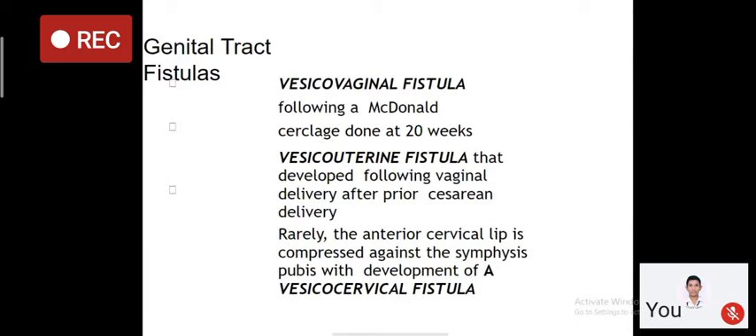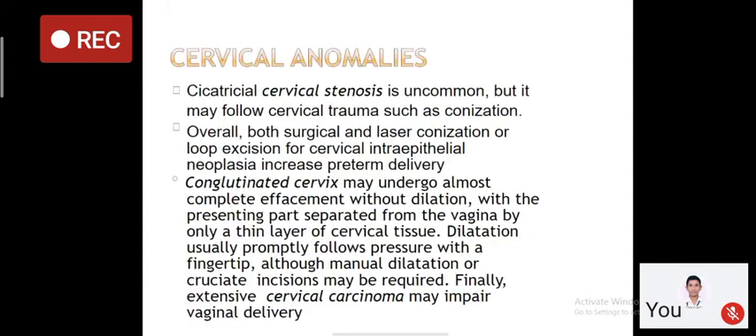So there are some chances of genital tract fistulas, like vesicovaginal fistula following a McDonald cerclage done at 20 weeks. So there are chances of VVF, and vesico-uterine fistula, that develops following vaginal delivery, especially after cesarean delivery. Rarely there is a vesico-cervical fistula also. It also occurs during the cesarean section. Rarely the anterior cervical lip is compressed against the symphysis pubis with development of vesico-cervical fistula.